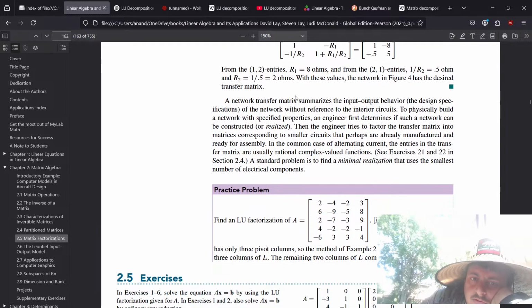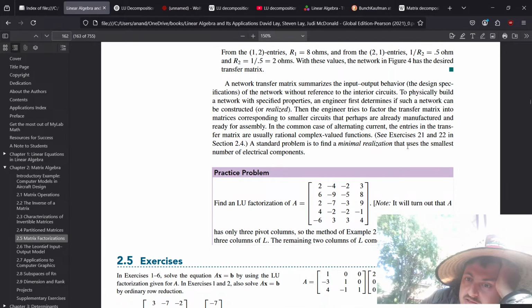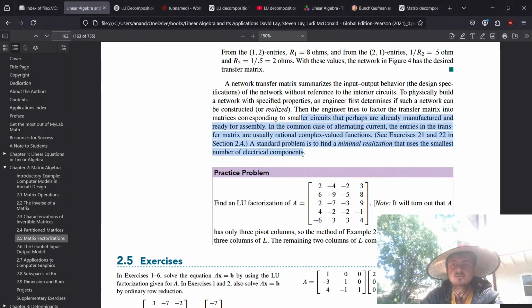Okay. A network transfer matrix summarizes the input-output behavior, the design specifications of the network without reference to the interior circuits. To physically build a network with specified properties, an engineer first determines if such a network can be constructed. Then the engineer tries to factor the transfer matrix into matrices corresponding to smaller circuits that perhaps are already manufactured and ready for assembly. That's kind of cool. In the common case of alternating current, the entries in the transfer matrix are usually rational complex valued functions. Whoa. The standard problem is to find a minimal realization that uses the smallest number of electrical components. Pretty cool.